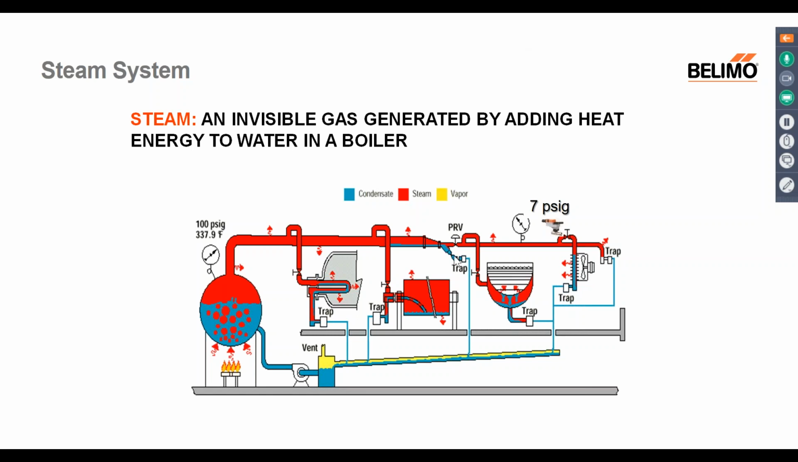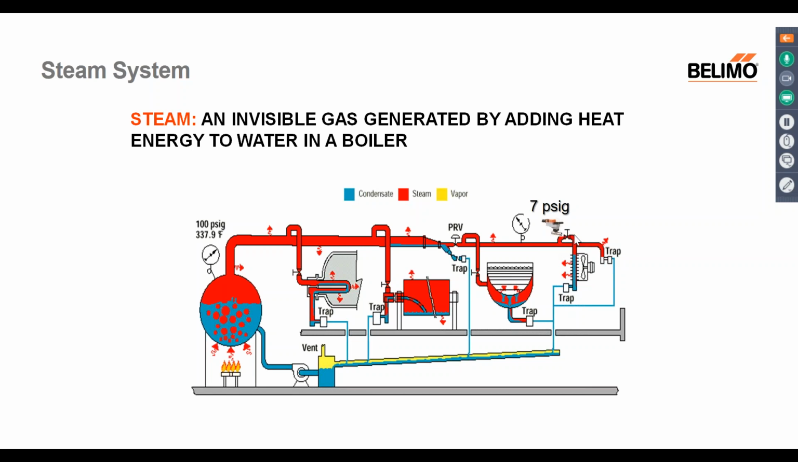As we go down, we see a PRV, a pressure reducing valve. That's not a Belimo product, that's other manufacturers. It reduces the pressure, in this case from 100 psi to 7 psi, where we go out into our typical HVAC system. Here we have a little unit heater, and you can see steam piping has to be very specific. It has to drain continuously.